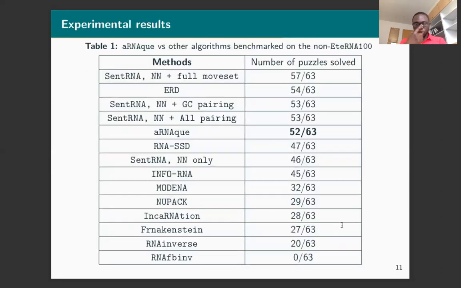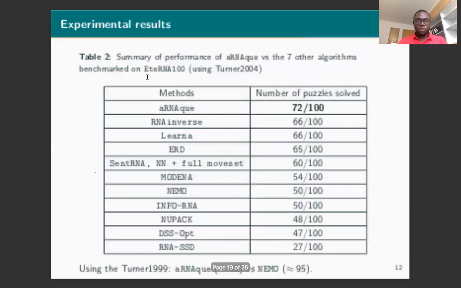So here is the first result that we obtained. Our tool is called aRNAque, and we implemented it in Python. The table here shows that our tool solves many more targets than most of the previous or existing tools, but only 2 or 3 targets less than RNA and ERD tools, which places our tool third on the list. The results from other tools were taken from the same RNA paper.